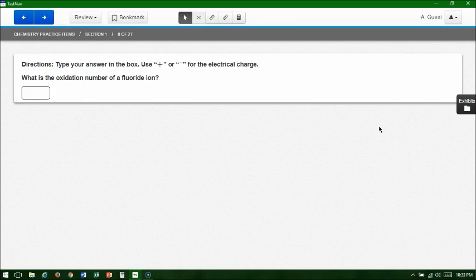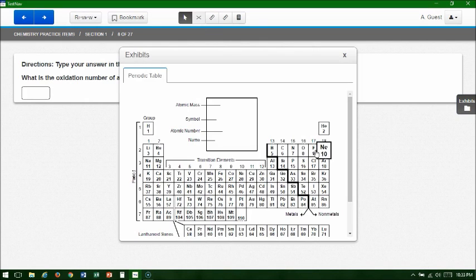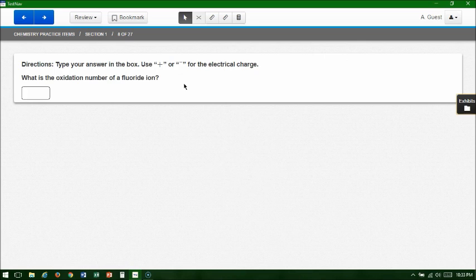Number 8, what is the oxidation number of a fluoride ion? So fluoride would be the ion that carries a -1 charge. So fluorine is a halogen in group 17. So because the fluoride ion contains a -1 charge, we just type -1 into the box.